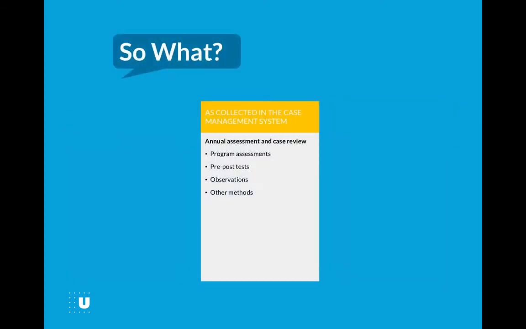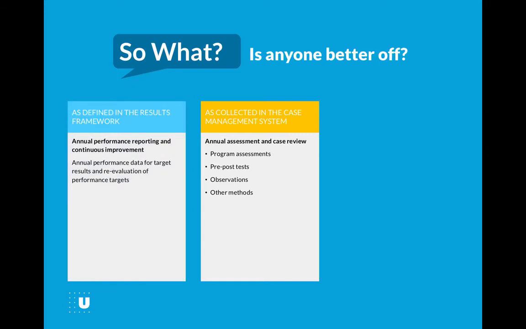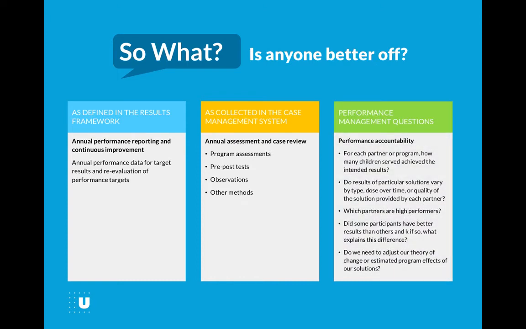The third category is, so what? Is anyone better off? In the results framework, this question is examined at the population level by annually measuring the population level indicators the initiative expects to improve by serving the target population with the identified strategies. In the case management system, data are collected on individual participants that document the outcomes for each participant directly served by programs. These data are collected through program assessments, pre-post tests, observations, or other methods.